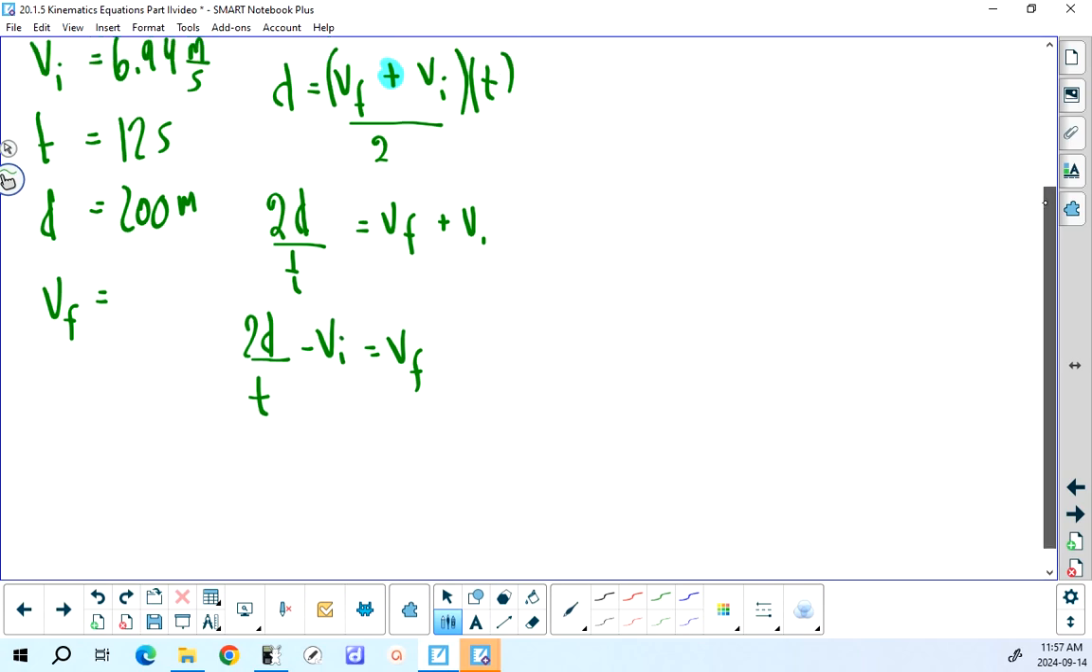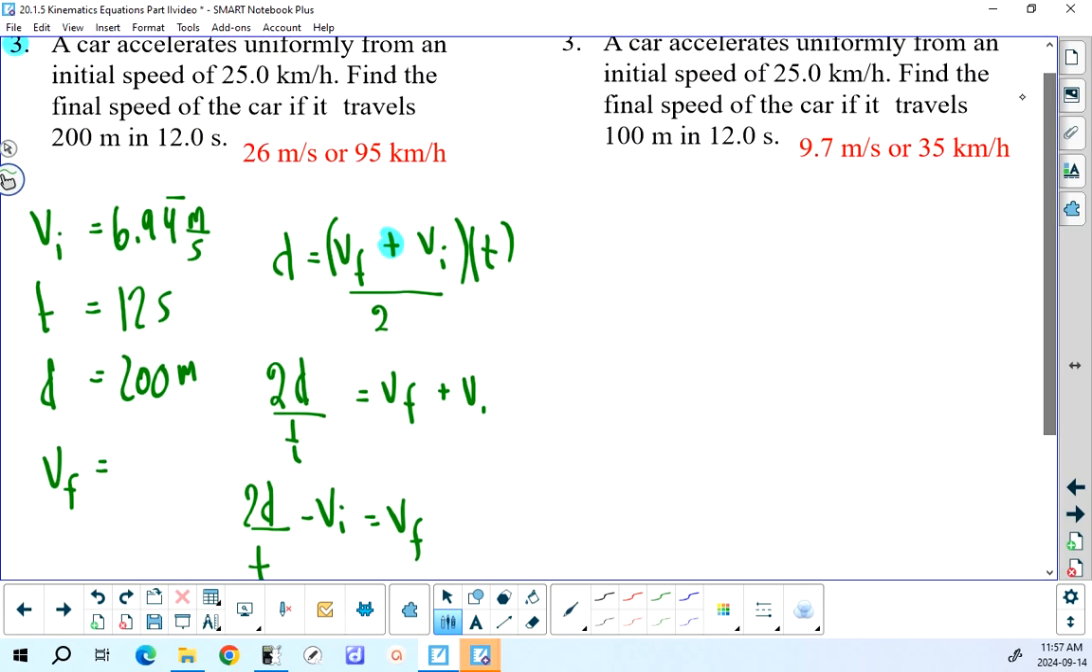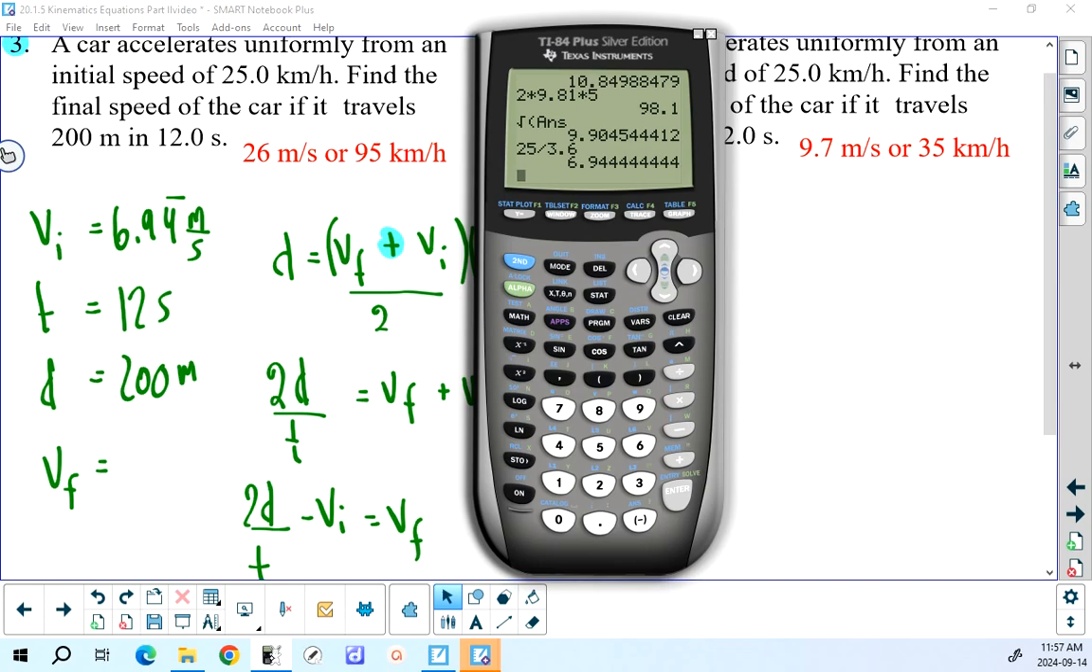And I can go ahead and just finish this off. Might as well. It'll only take a second. So 2 times 200 over T, that's going to be 400 over T, divided by the 12. And then I need to subtract my 6.94 repeating. And that's about 26 meters per second. And if you convert it back to kilometers per hour by multiplying by 3.6, you will have it.